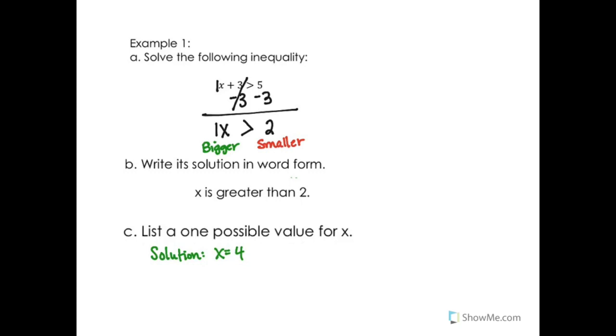Well, if I say the number 4, that means that if I do 1 times 4 plus 3, that has to give me something that is bigger than 5. 1 times 4 is 4, and plus 3 is 7, which means this is correct. This is a true statement. 7 is greater than 5, which means 4 is definitely a possible solution. Just like it could be anything else bigger than 2. It could be 5, it could be 10, 5.5, 13 and a half. x can be any number bigger than 2.